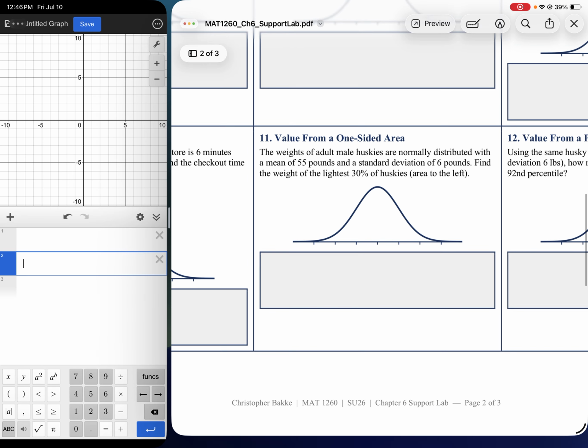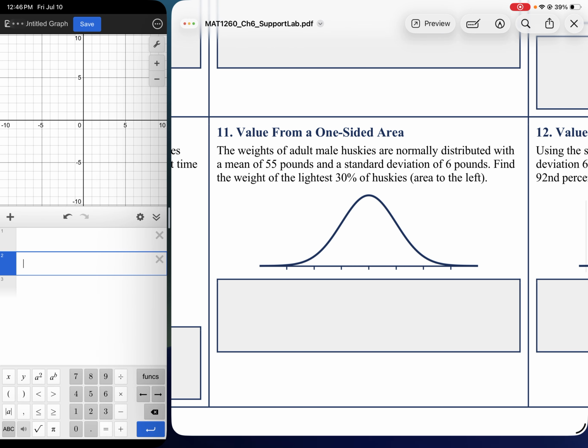So I'm going to live in the husky examples. The weights of adult male huskies are normally distributed with a mean of 55, which means that's the number in the middle, and a standard deviation of 6. Find the weight of the lightest 30%. So we want to know how much would a dog weigh down here if we know 30% of the data is below it. Okay, that will represent the lightest 30%.